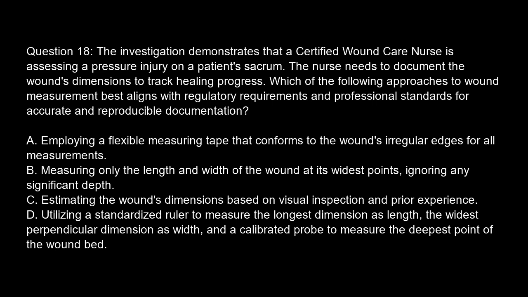Option B. Measuring only the length and width of the wound at its widest points, ignoring any significant depth. Option C. Estimating the wound's dimensions based on visual inspection and prior experience. Option D. Utilizing a standardized ruler to measure the longest dimension as length, the widest perpendicular dimension as width, and a calibrated probe to measure the deepest point of the wound bed.